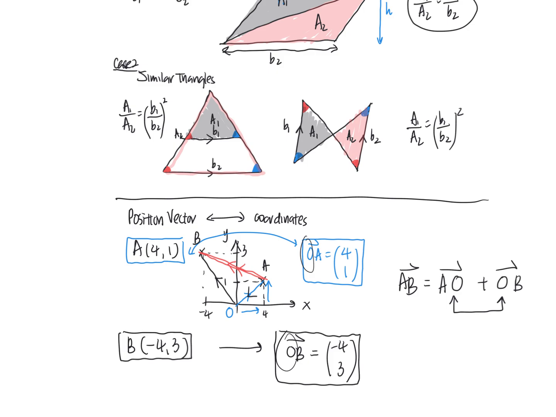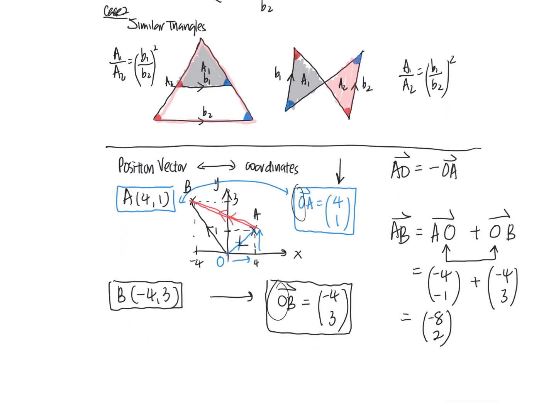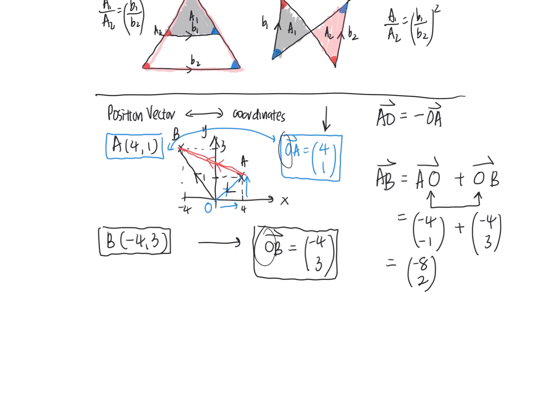So AO is the reverse of OA. This one you need to know. If I want to find AO, it is -OA. So instead of 4 and 1, it is -4 and -1. And then OB I know is -4 and 3. You just have to add them up. This is the column matrix for the vector AB.